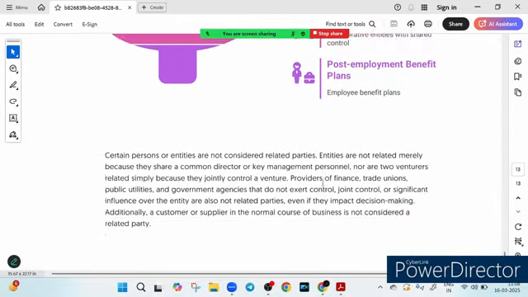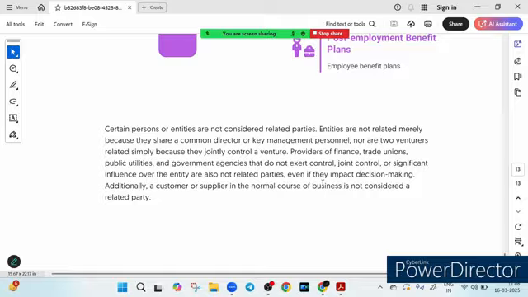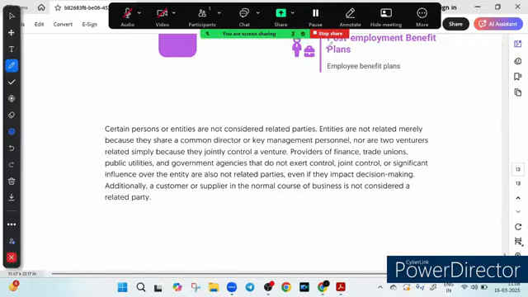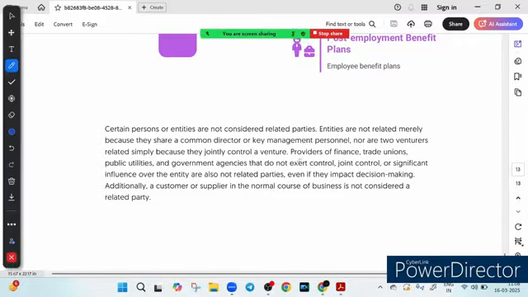Now let's look at some examples of related parties. Identifying related parties is very crucial, right, for transparency in financial transactions. Not all entities involved in business dealings qualify as related parties. You can see some examples given here, right? Customer and supplier, despite their regular interaction, remain independent unless influence or control is established. So a customer or supplier is not considered a related party.